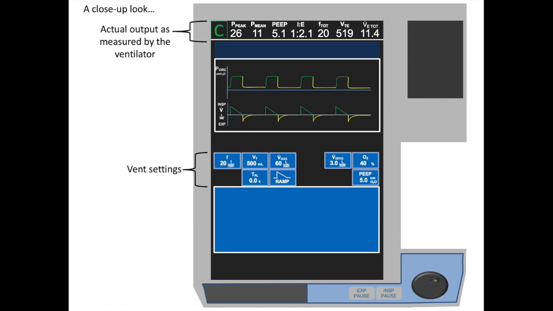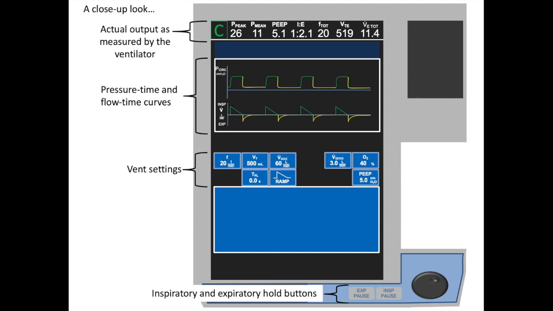In between the vent settings and the actual output are these graphs or curves, which are usually some variable over time, and the ones I like looking at the most are the pressure-time and flow-time curves, and this is just another way of looking at the output of each breath. And down here at the bottom are the inspiratory and expiratory pause buttons, which are important in a lot of clinical circumstances.